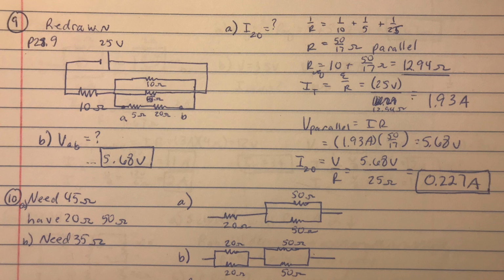In number 10, you're basically coming up with a 45 ohm total resistance and a 35 ohm, and there are different combinations you can do there. I've shown a couple that will produce those, but there are a number of different combinations.